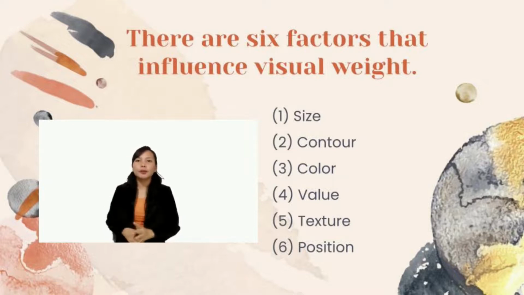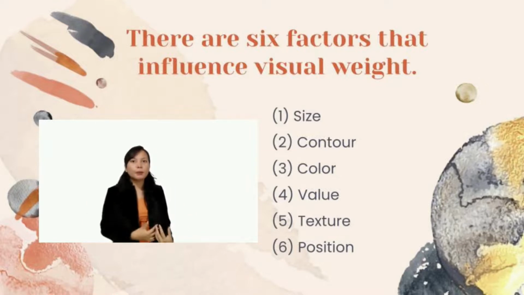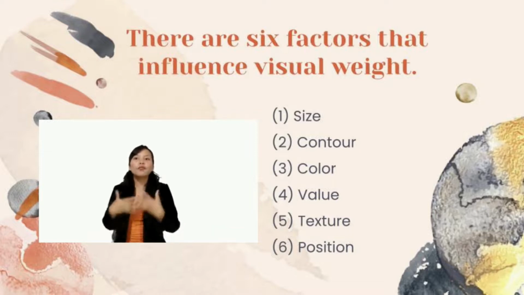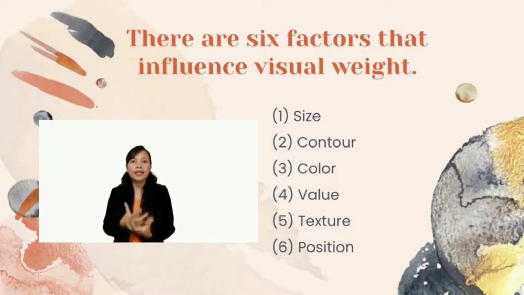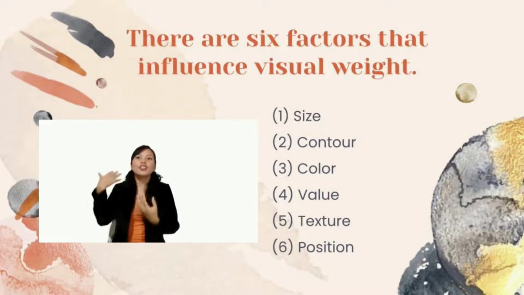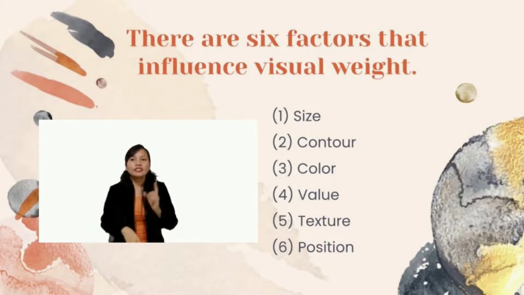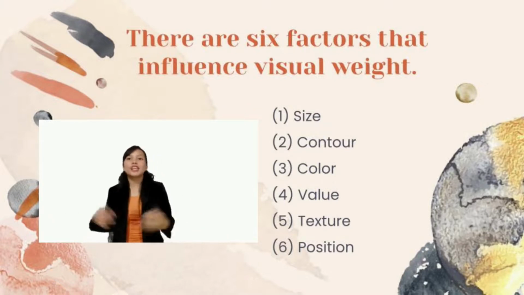Fourth factor will be the value. Here in the value, the stronger the contrast in the value between the object and the background, the more visual weight the object has. So it means that the object has a bigger and lighter value than the background itself. Next factor will be the texture. So what is this texture?